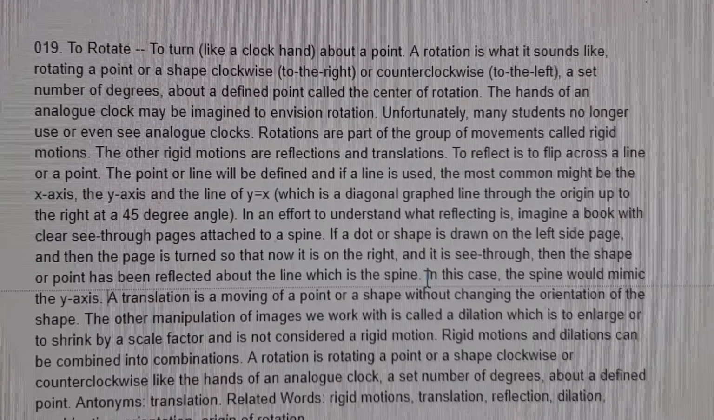A rotation is rotating a point or a shape clockwise or counterclockwise, like the hands of an analog clock, a set number of degrees, about a defined point. Antonyms: translation. Related words: rigid motions, translation, reflection, dilation, combination, orientation, origin of rotation.